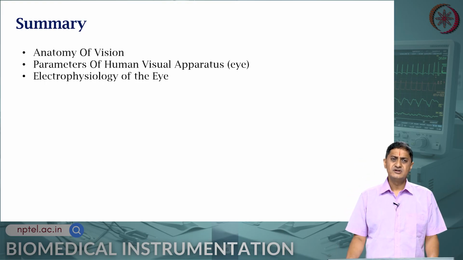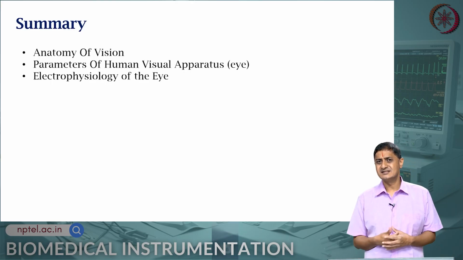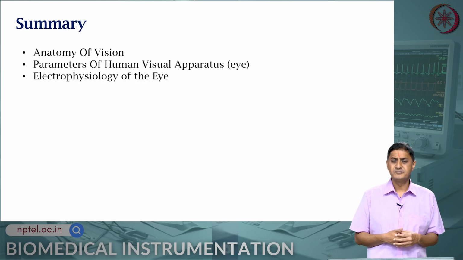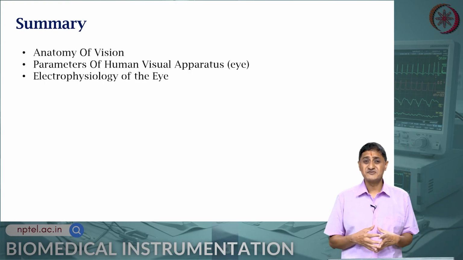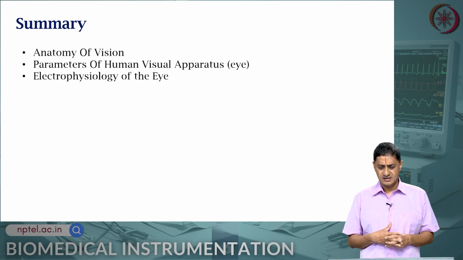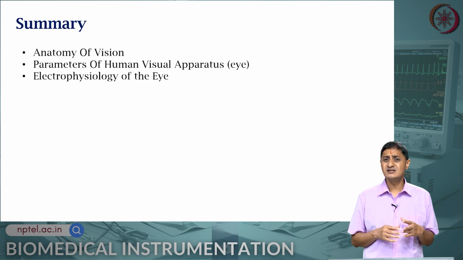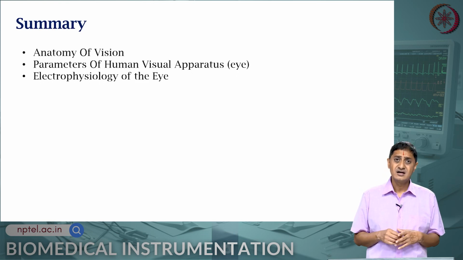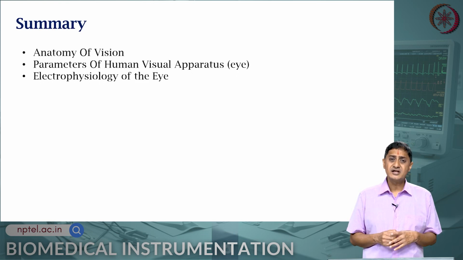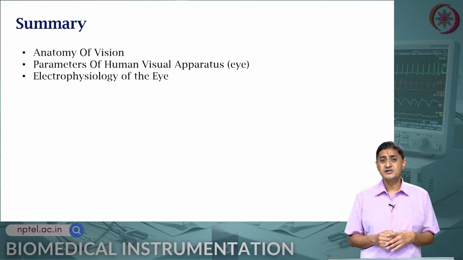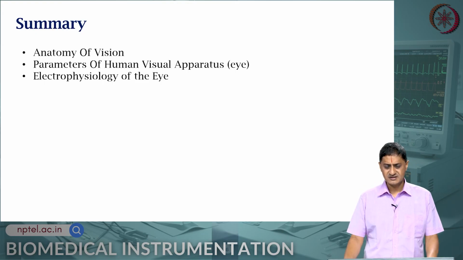In this video, we looked at the anatomy of vision and the parameters of human visual apparatus and the electrophysiology of the eye, and how the eye essentially generates these potentials, and what are the various types of cells that are present in the eye. This is just a very brief introduction without going into the details, because our interest is not the physiology of the eye, but rather the diagnostic methods, which are electroretinogram and electrooculogram. With this, we will end this class.